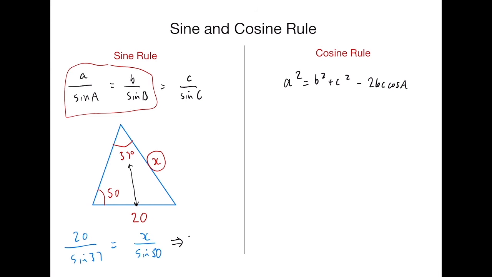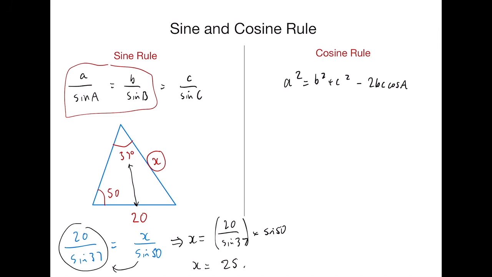Rearranging this one, we would know that x is equal to this multiplied by that. So I'm just going to pop that into the calculator quickly. Just to be clear, all I've put in my calculator is 20 over sin 37 multiplied by sin 50. Keep those two separate, by the way, and your answer for x is going to be 25.46 centimetres in this case. And that will be your final answer for that one.